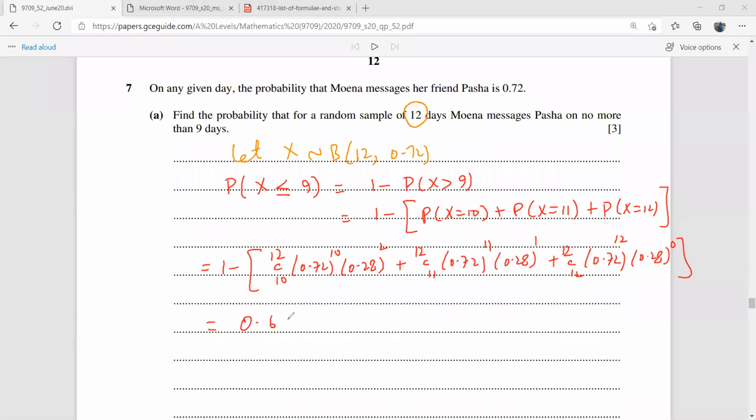So this is 0.696 and that is the right answer.